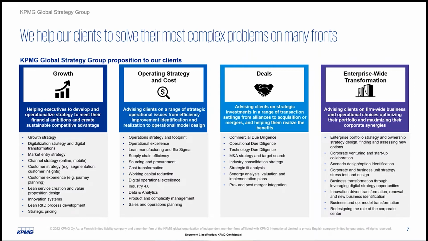Then the third one, we do a lot of deals related projects. So different kind of due diligences, so commercial due diligences, operative due diligences, and so on. We do M&A synergy related projects, and then different types of carve out and integration studies. Then the fourth bucket is the bigger enterprise-wide transformations. We could do group strategy projects for a major client to help them to update their strategies, and we can help them with running through different transformation projects and programs and so on.